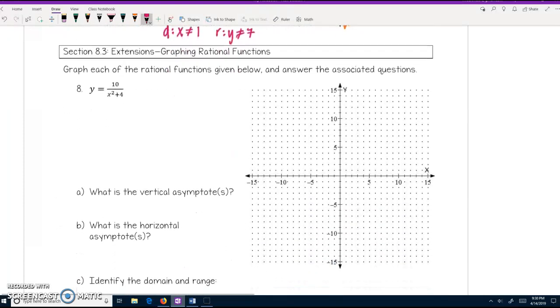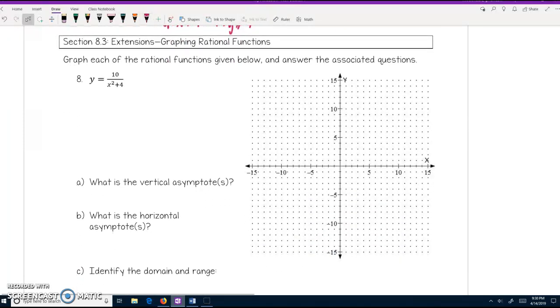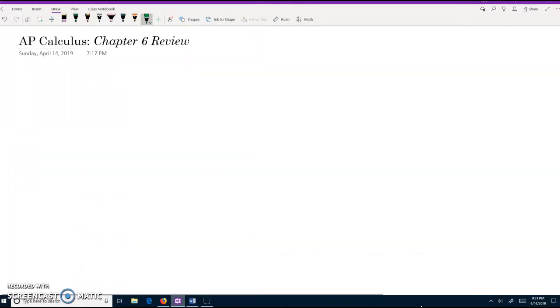All right, guys, we have 2 more graphs on this review sheet, and these both come from the slightly more complex rational functions that we encounter in section 8.3. So these ones are just going to require us to do a little bit more thinking when it comes to where our asymptotes come from. So here we can end up with quadratics both in our numerator or our denominator. So our graph here is that y is equal to 10 divided by x squared plus 4.